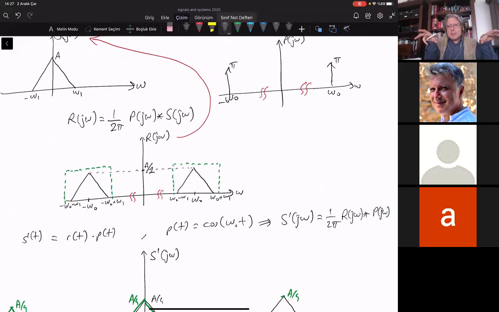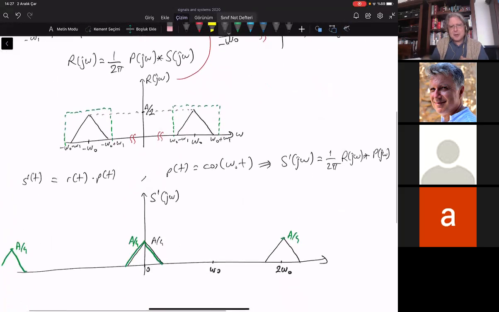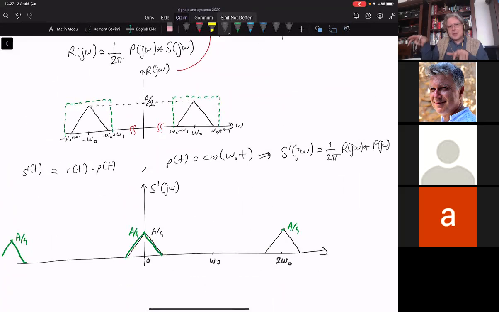And I'm shifting it to the right because of the right-hand side impulse over there. And because of the left-hand side impulse over there, I'm also shifting it to the left. And the shift amounts are exactly the same as omega 0. So when I shift this minus omega 0 and omega 0 triangles to the right by omega 0, one of them will appear around 0, the other one will appear around 2 omega 0, the black ones. And when I shift it to the left, then the green ones will appear.